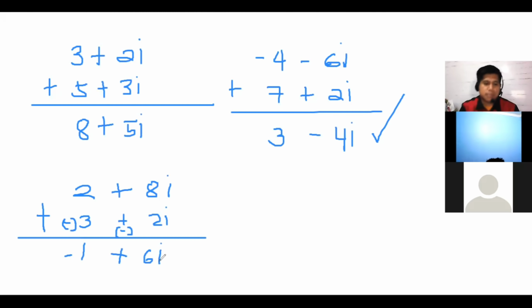Again, to subtract, change the sign of the subtrahend and then proceed to the rule of addition, right? Now let's have your multiplication. Okay, so 2 plus 2i multiplied by 2 minus 3i.